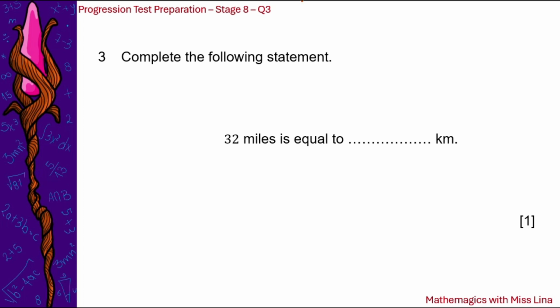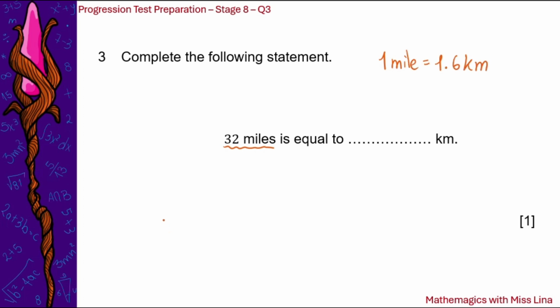Today we are going to check question 3 of the progression test style questions of stage 8. It says, complete the following statement: 32 miles is equal to blank kilometers. So that means we need to express this 32 miles, its equivalence, in kilometers. For this one we need to know that 1 mile is equal to 1.6 kilometers.